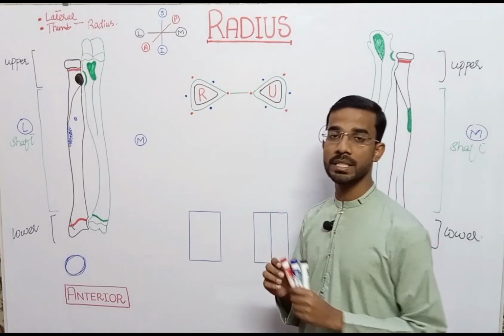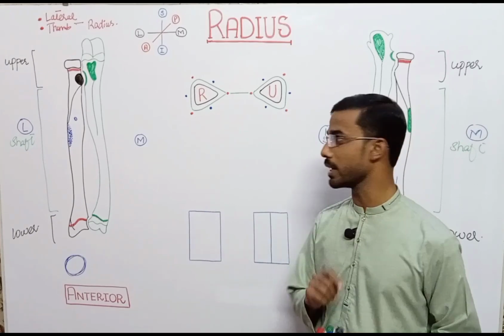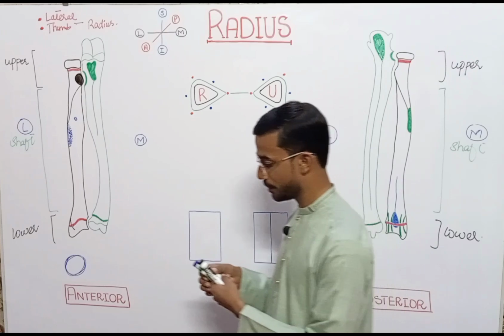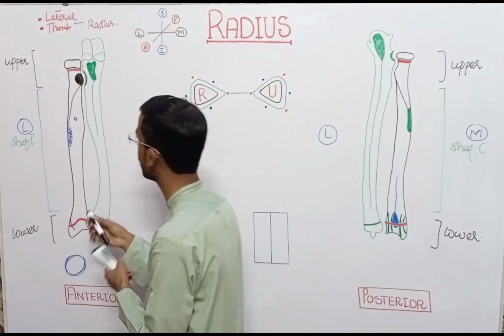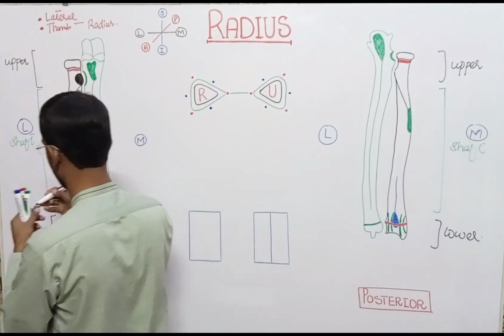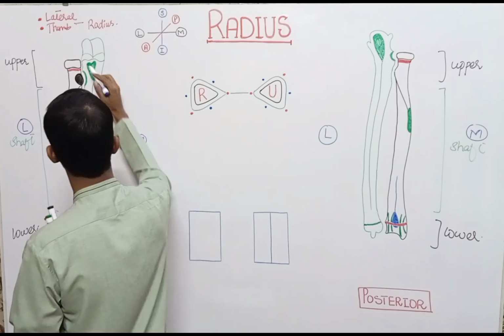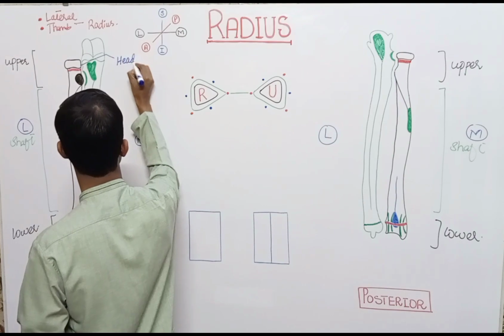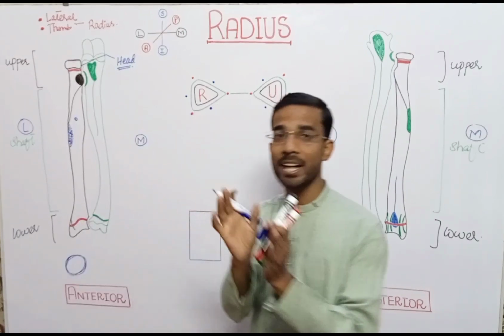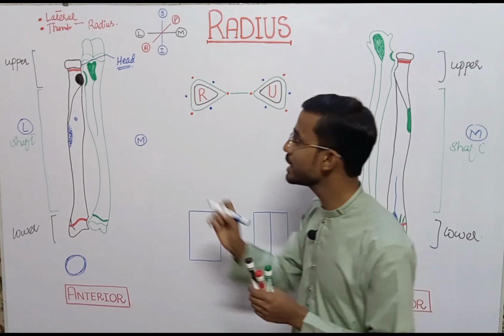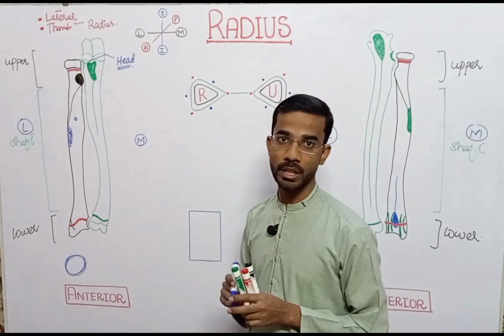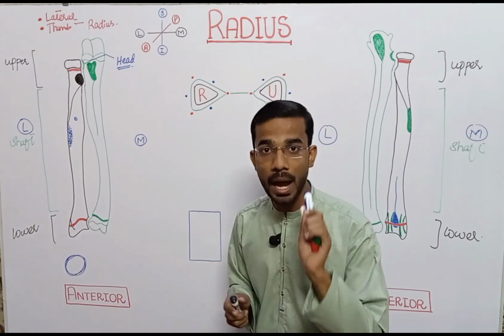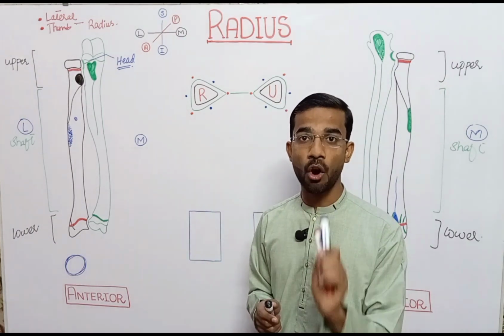Here we will discuss the upper portion of the radius. What components are present in the upper area? First of all, you will see the head region. Here is the head. This head is disc-like, and it is present in the uppermost area of the radius. The head is the site for the attachment of the capitulum.